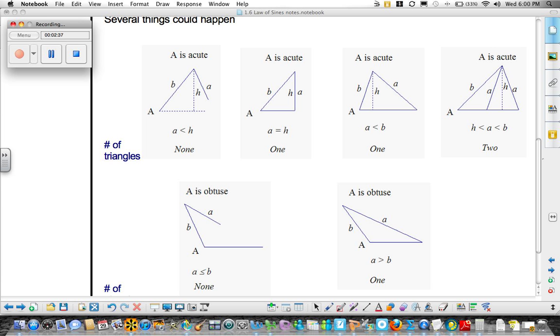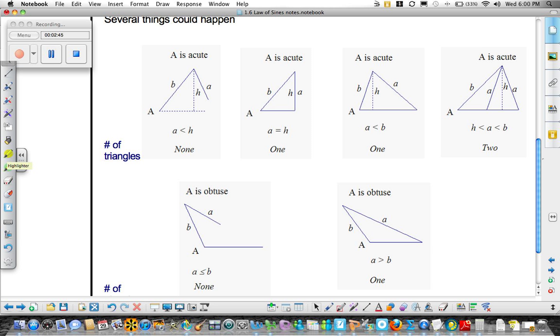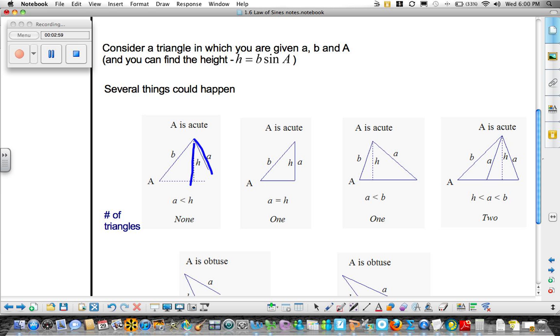Now in the first example, let's say that A was less than the height. Remember, we can find that height. That height is found just like we did in the area of a triangle. That height is found by taking the length of side B and multiplying it by the sine of A. That's basically setting up your trigonometric ratios and solving for a side. So if we know B and we know A, we can actually find the height.